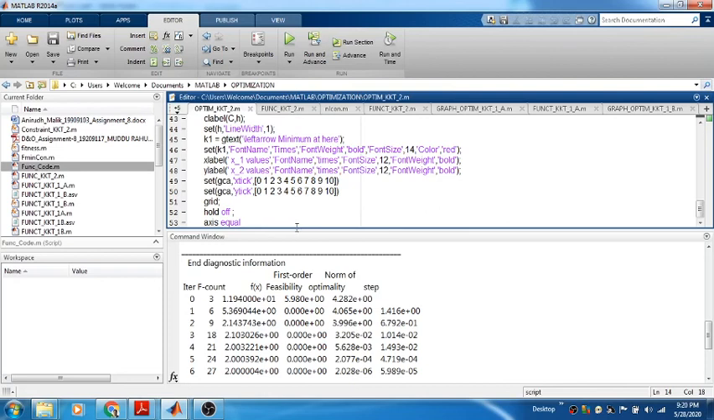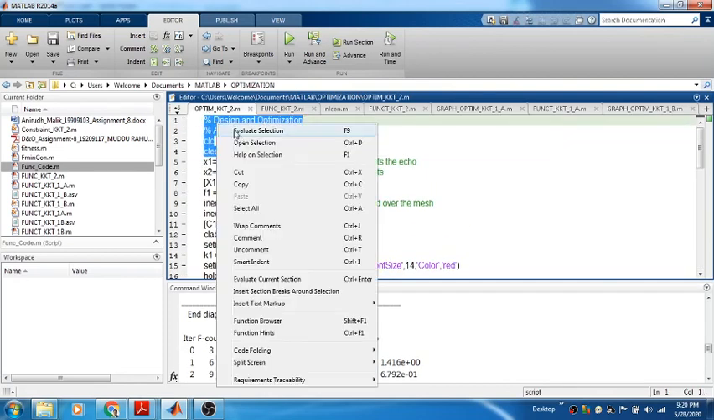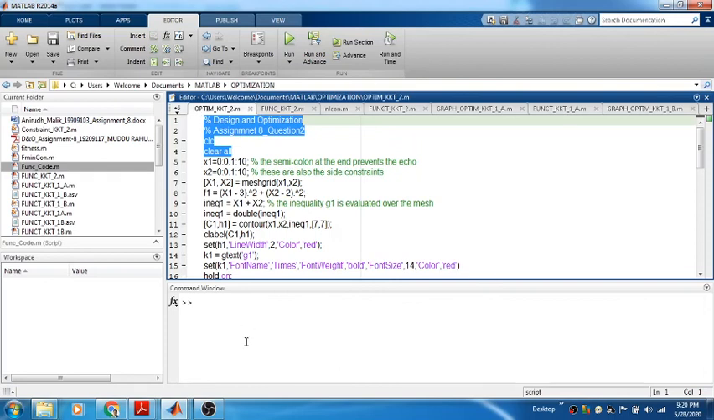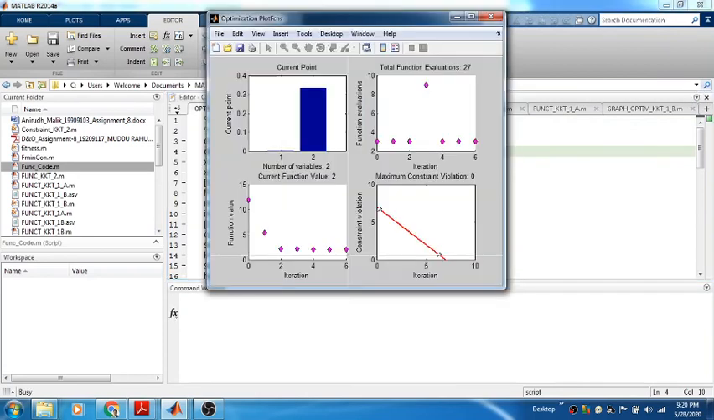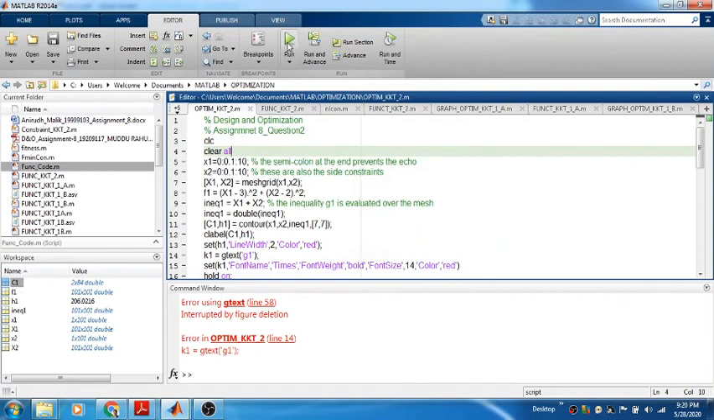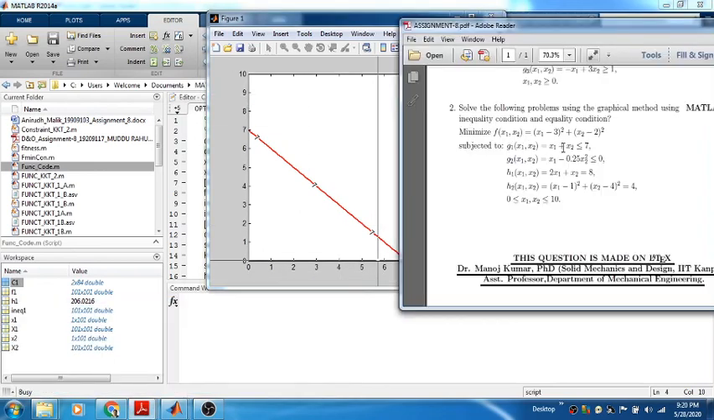Let's run this code. First of all, we need to clear everything here from the history and the command window. Let's run this. Now I'm running. Okay, let's run it. If you see this is G1, this is the linear one. This is G1, which is less than or equal to 7. That means the feasible region for this is this side.